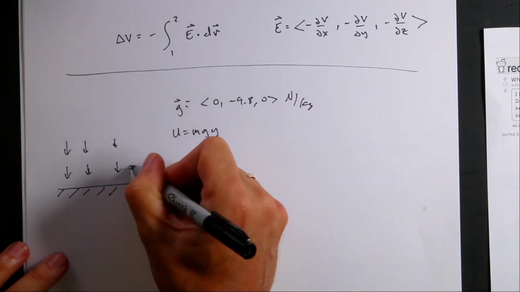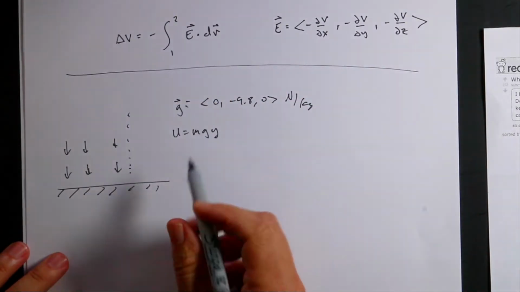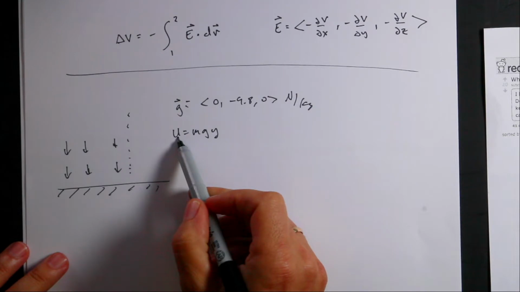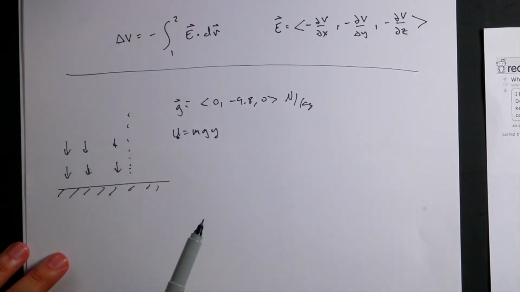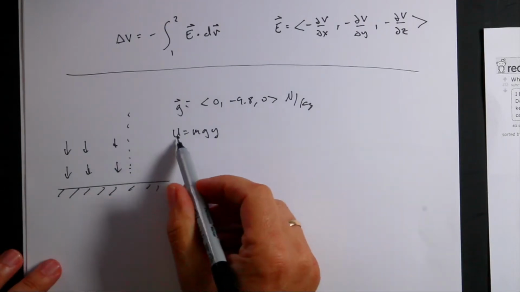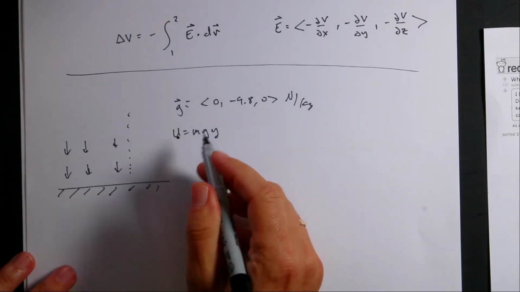So as I move up, then U increases. That's a gravitational potential energy, not the potential. The electric potential is the potential energy per charge, but the same idea. Well, all of this comes from the work energy principle.